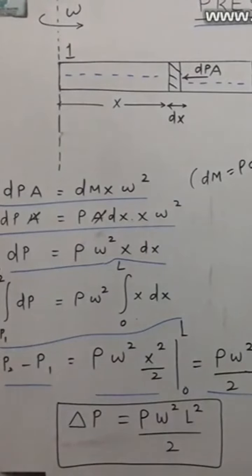So the first thing is the graph between ΔP and ρ will be a straight line. Here we have assumed that ω and L are constant. Similarly, the graph between ΔP and ω will be a parabola because it's proportional to ω². Here we have assumed that ρ and L are constant. Similarly, the graph between ΔP and L will also be a parabola. Here we have assumed that ρ and ω are constant. So in this way we can derive it, and we can also analyze them graphically.